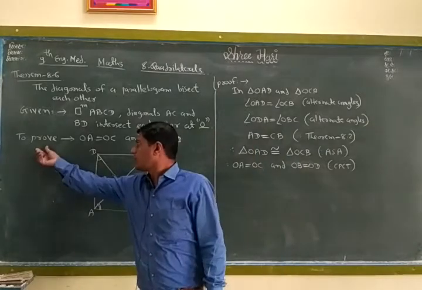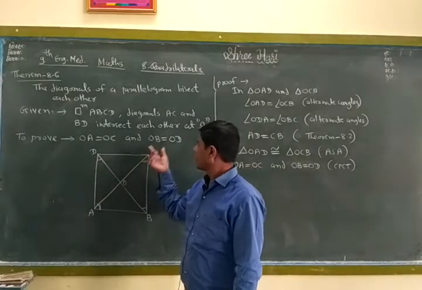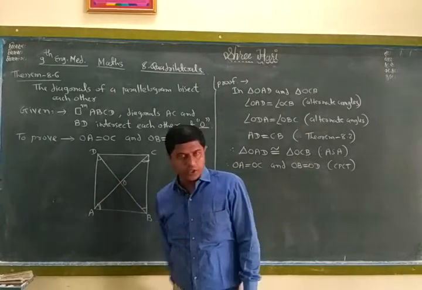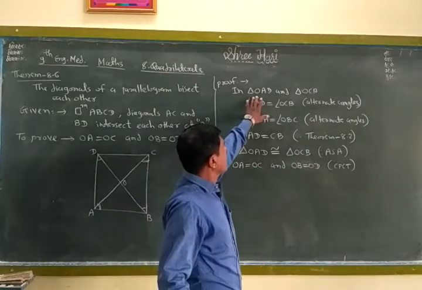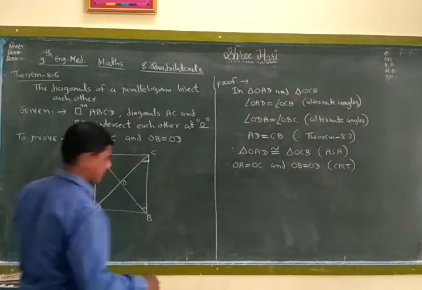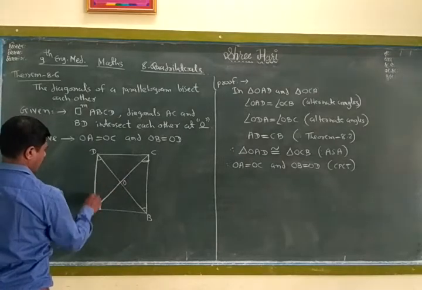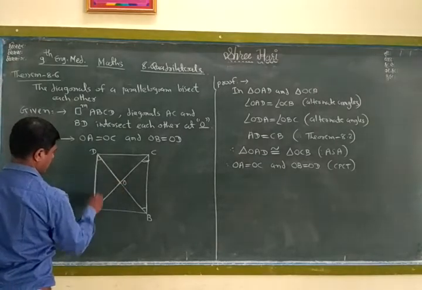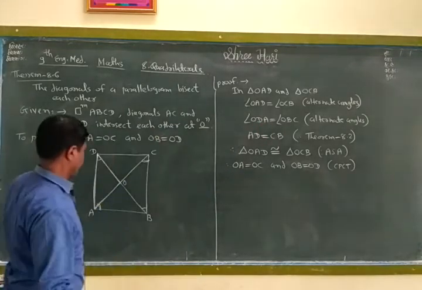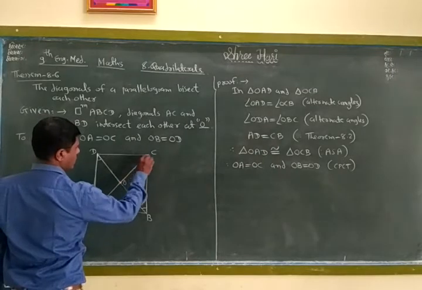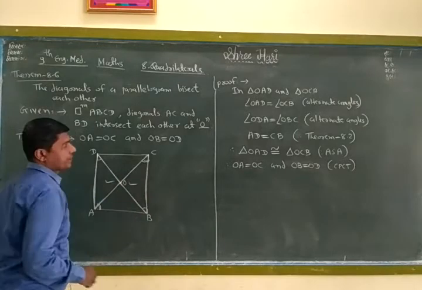Now to prove OA is equal to OC, यानी ये दोनों इक्वल है, OB is equal to OD, so these two are equal. Now prove in triangle OAD and OCB, these two triangles.